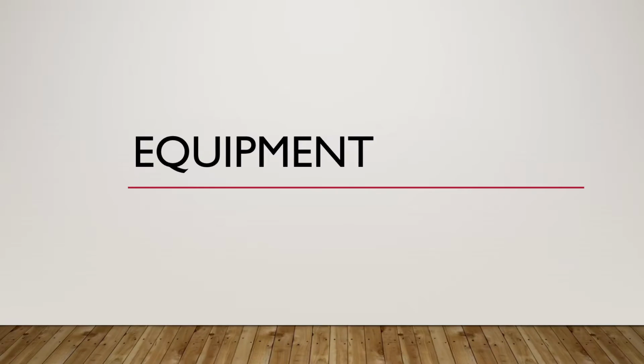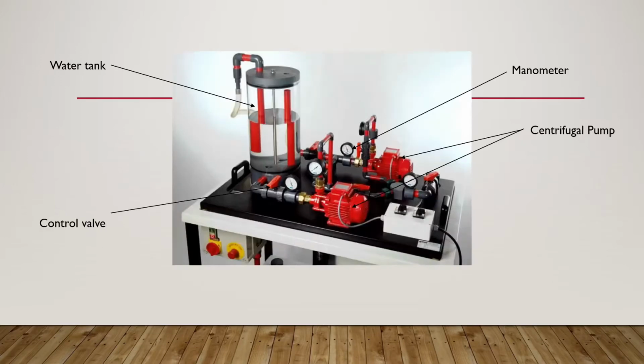I will now start the presentation about the equipment and the procedure for the pump series configuration experiment. For the equipment, we use a water tank, control valve, manometer and centrifugal pump. This is a picture of the setup that will be used in our experiment.